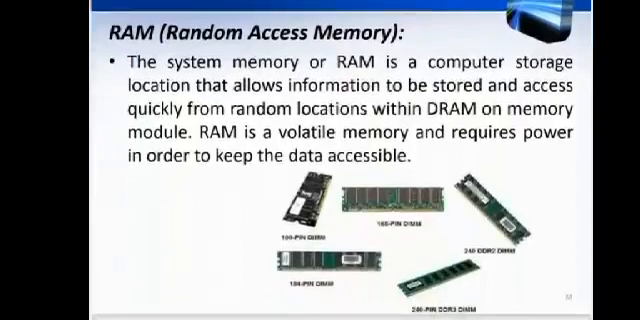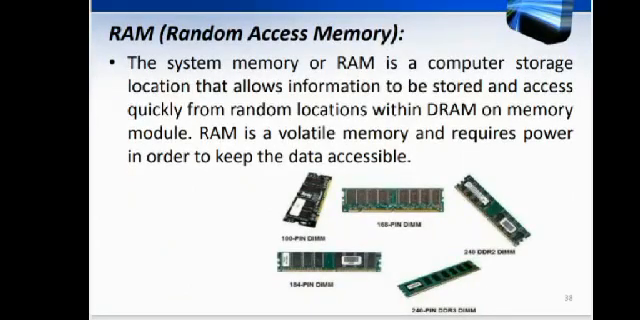Our third internal hardware component is the RAM, the complete form of which is random access memory. It is a computer storage location that allows information to be stored and accessed quickly from random locations within the RAM or on the memory module. RAM is a volatile memory and requires power in order to keep the data accessible, and these are the pictures of your random access memory.